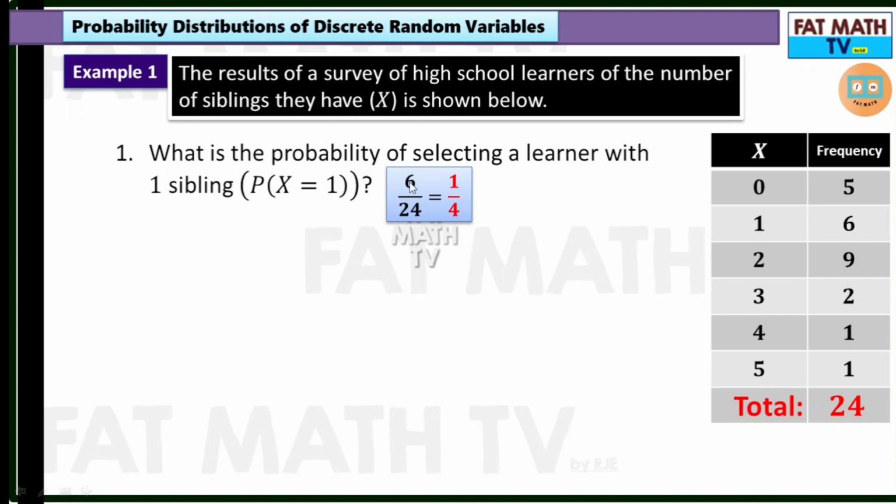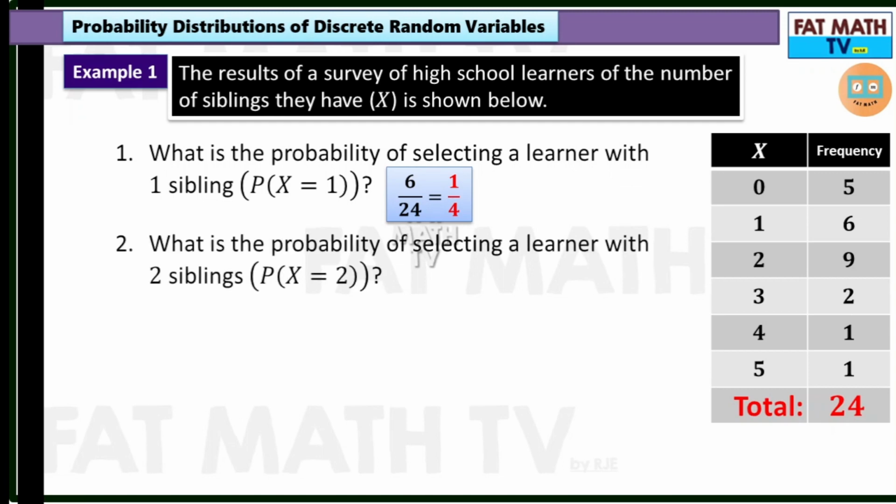6 out of 24. If we simplify this, divide both the numerator and denominator by 6, we will get 6 divided by 6 is 1, 24 divided by 6 is 4. So that is 1/4. So the probability of selecting a learner with 1 sibling is 1/4. Or in decimal, that is 0.25, and in percentage, that is 25%.